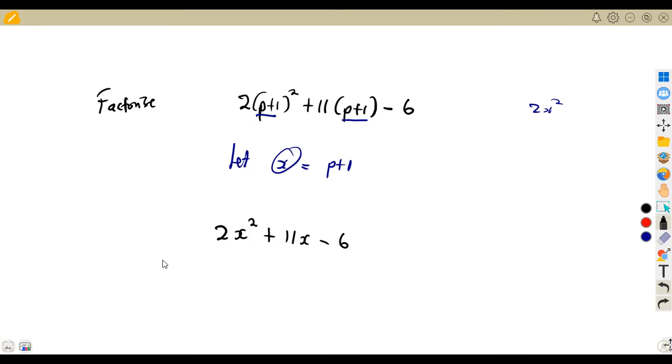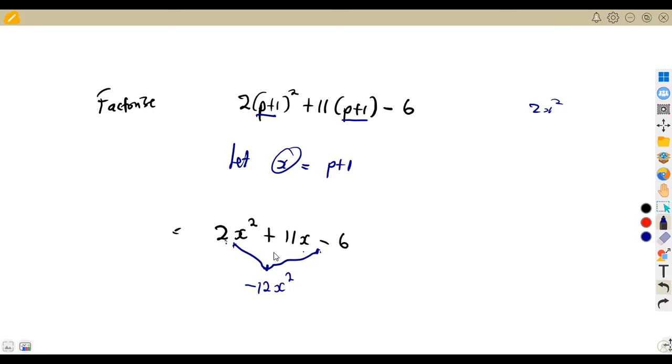So now we can factorize. The coefficient of x squared is 1, but we can factorize this by multiplying the first term by the last term. Multiplying 2x squared and minus 6, what do we obtain? Minus 12 times 1, minus 12x squared.